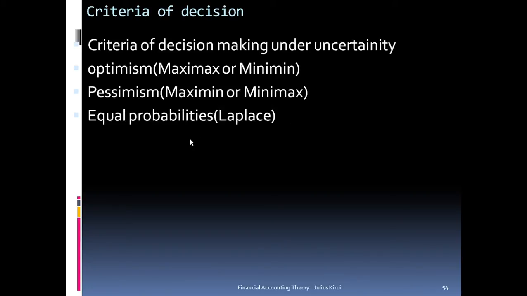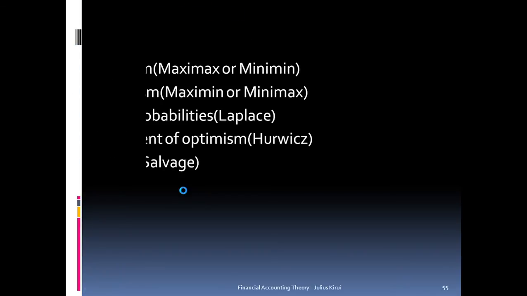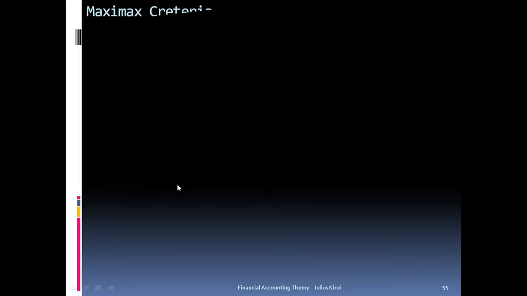Equal probabilities is Laplace. Then finally, coefficient of optimism is dealt with by Hurwicz. Regret is Savage. So these are the criteria of decisions in a simplified manner. So we can go now to the practical part of it.